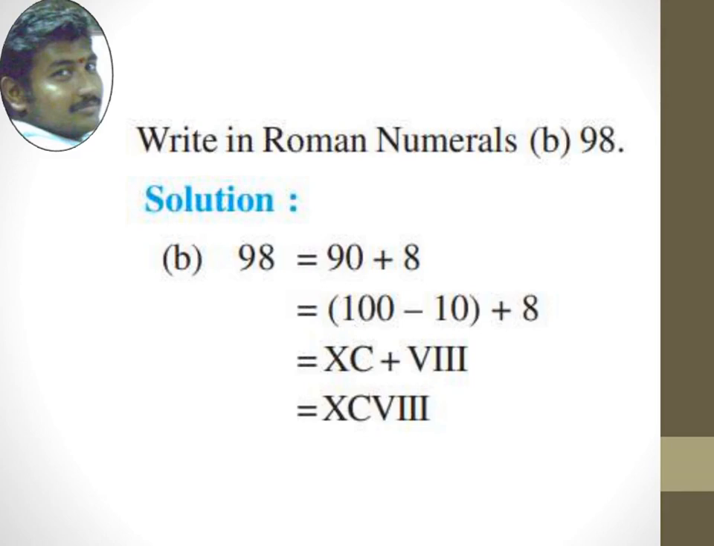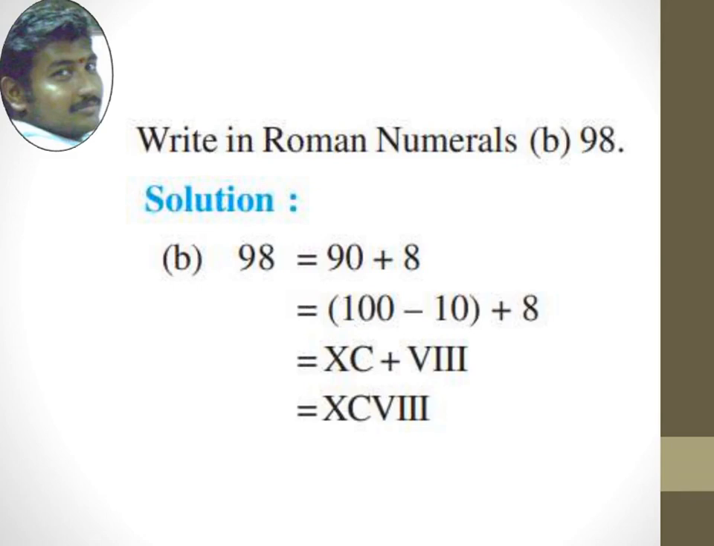You see 98. 98 we can write as 90 plus 8. 90 can be written as 100 minus 10, so XC is 90. 8 is VIII. So together if you write, XCVIII. Hope you got it.